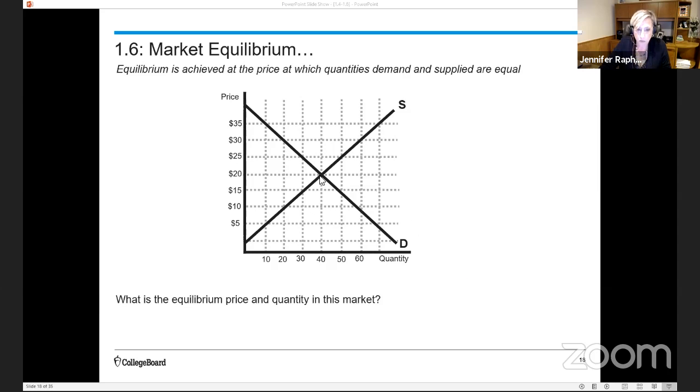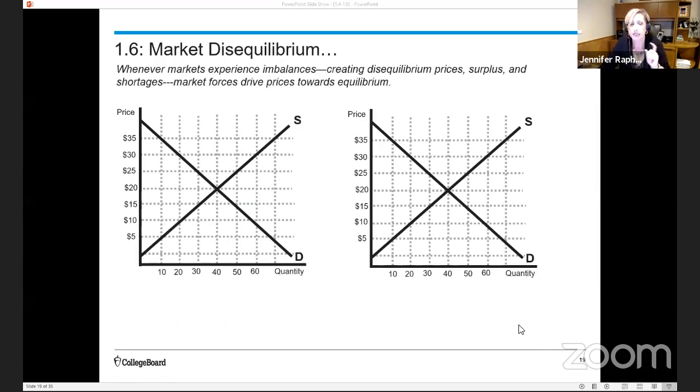So we find the point at which supply and demand intersect, and we read across to the vertical axis to find the market price of $20, the equilibrium price of $20, and we read down to the horizontal axis to find the market quantity of 40. All right, so there's our equilibrium. So we can say that the equilibrium price is $20 and the equilibrium quantity is 40 units. Pretty straightforward. All right, now what if the market is in a disequilibrium?